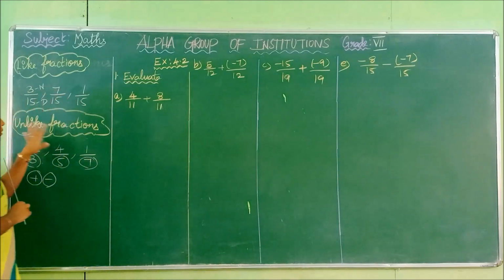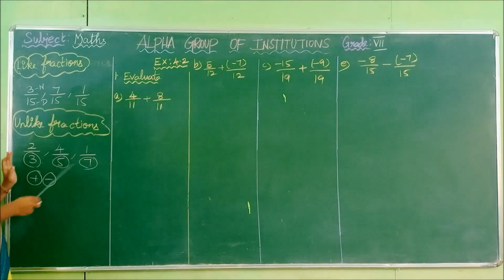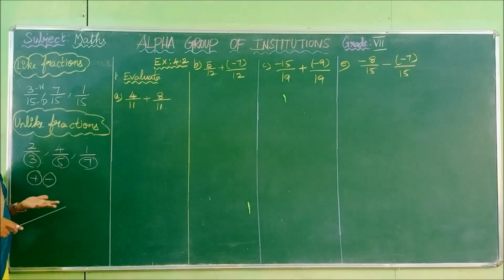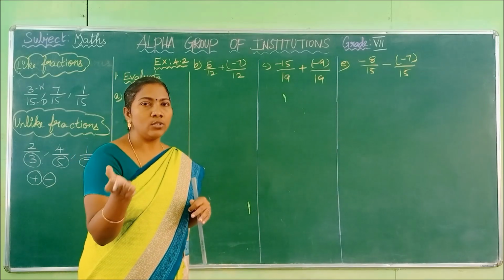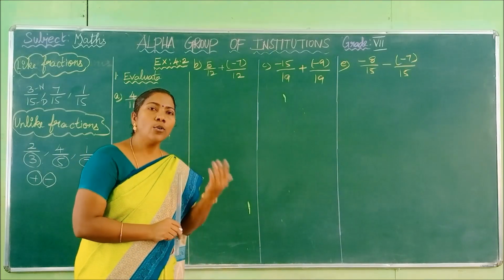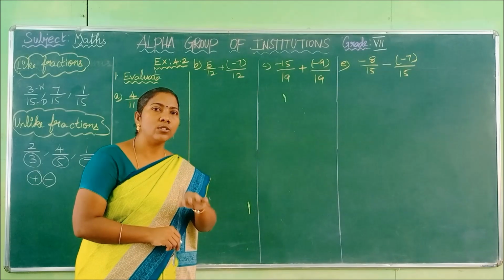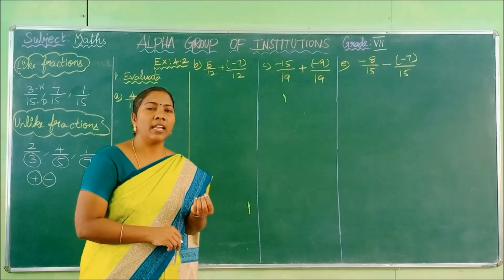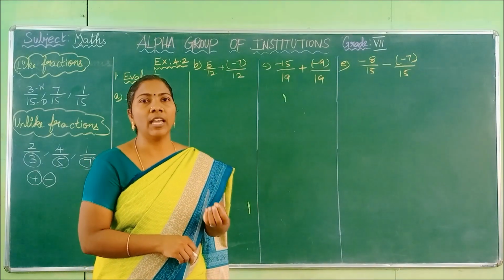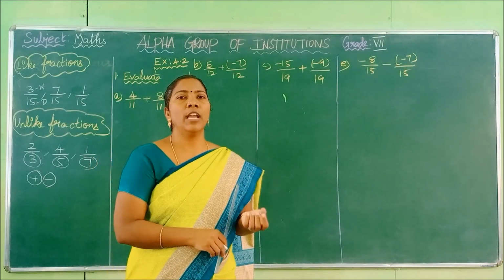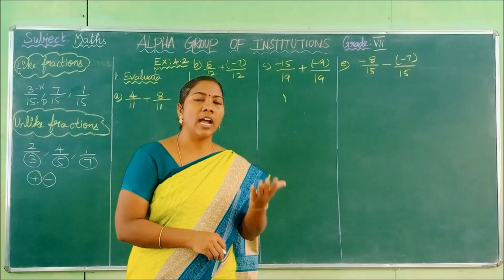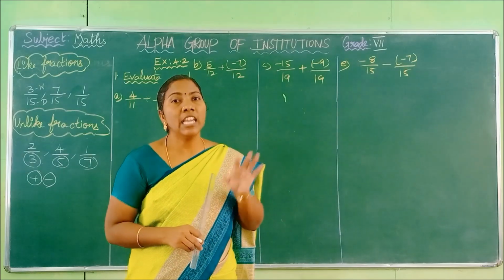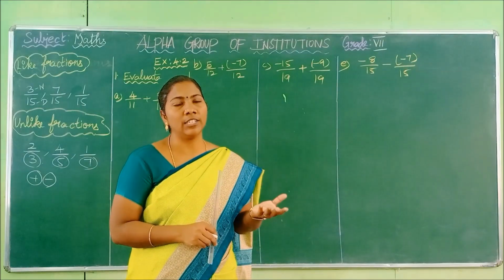Suppose the given fractions are unlike fractions, that is, the given rational numbers have different denominators. What do we have to do? We have to change the unlike fractions to like fractions. How do you convert unlike fractions to like fractions? By taking the LCM of their denominators. So we take the LCM of the denominators of the unlike fractions, and then we find the equivalent fractions of the given rational numbers.